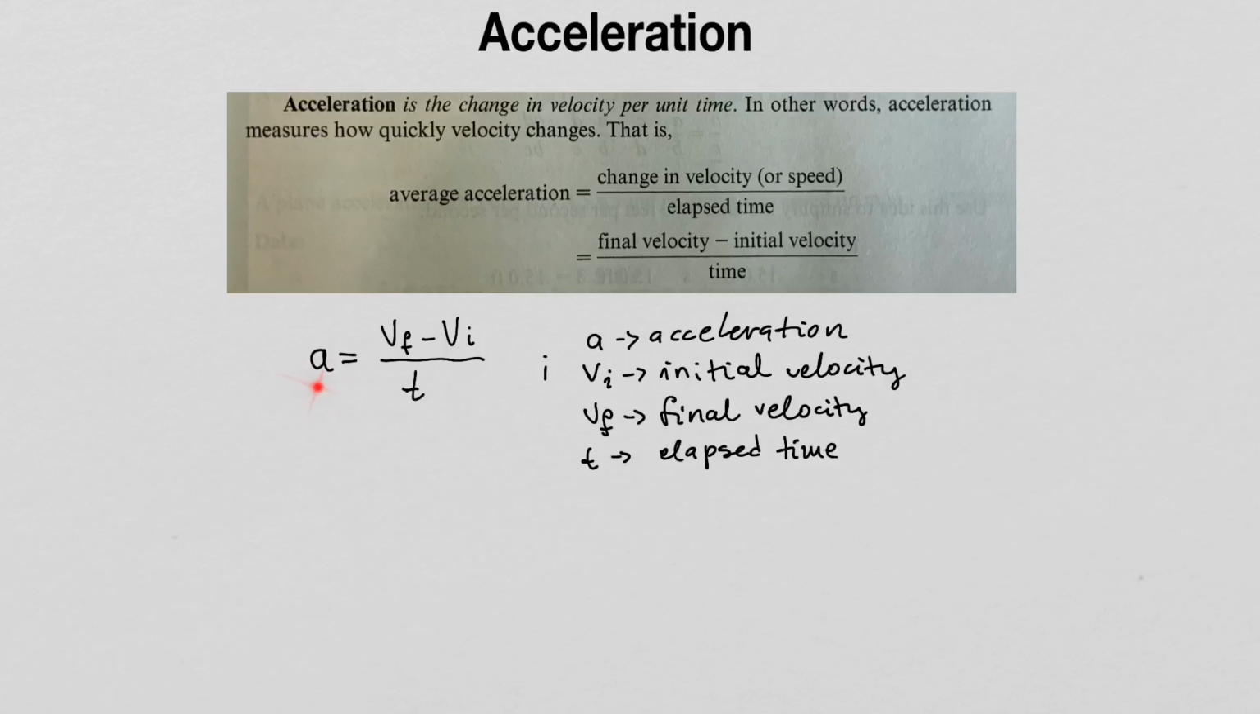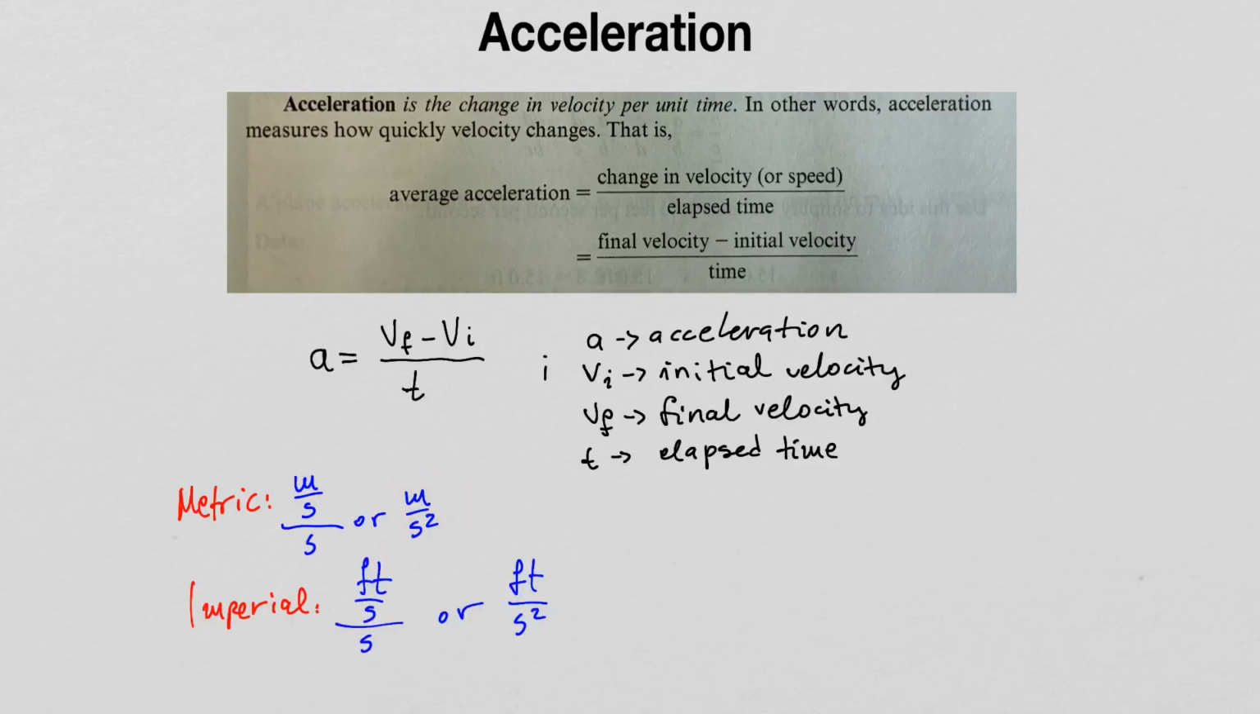Replacing the words in the definition here with symbols looks like so. The acceleration a is equal to the final velocity v sub f minus the initial velocity v sub i divided by the elapsed time t. So from here you can see what the units for acceleration would be, and of course that would depend on the units of the velocity and time. So in the metric system, the most common unit for acceleration would be meters per second squared, and in the imperial system, the most common unit is feet per second squared.